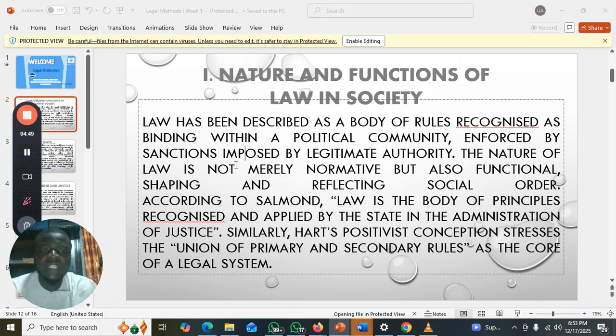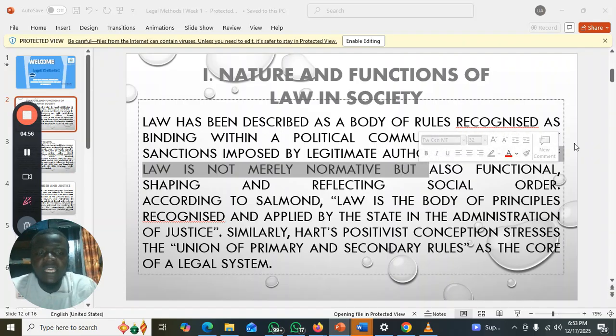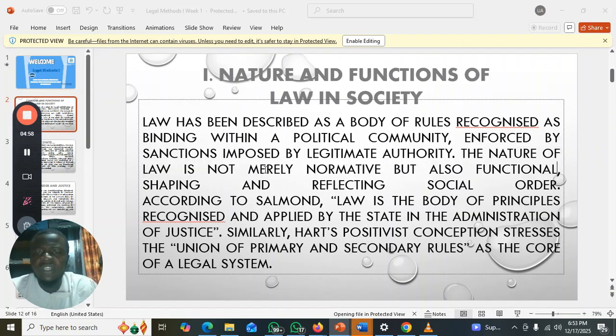Do you understand? So these are the three natures of law, and it is added by saying that the nature of law is not merely normative but also functional.